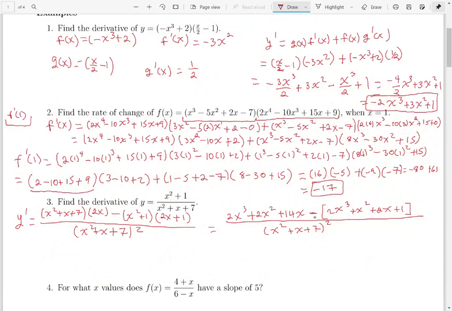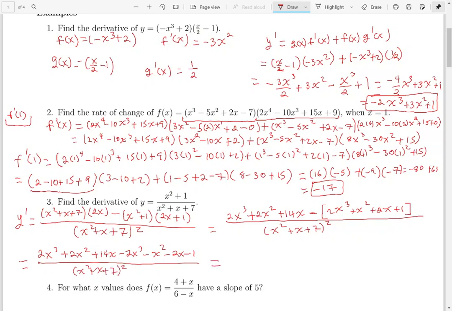Then to clean it up a little bit further, I need to distribute that negative sign, so that's then going to be 2x cubed plus 2x squared plus 14x minus 2x cubed minus x squared minus 2x minus 1, all divided by my trinomial squared, x squared plus x plus 7, quantity squared.